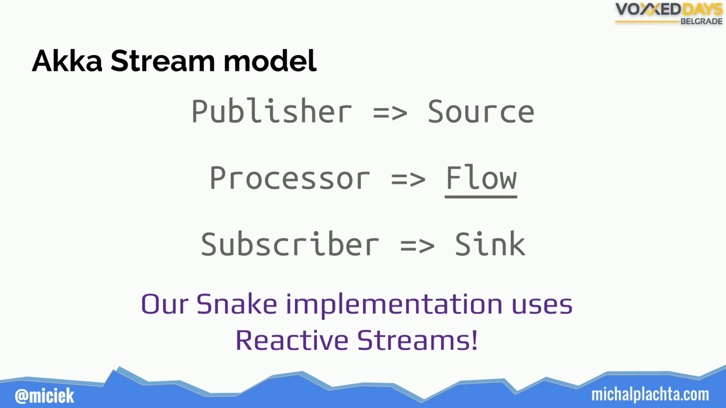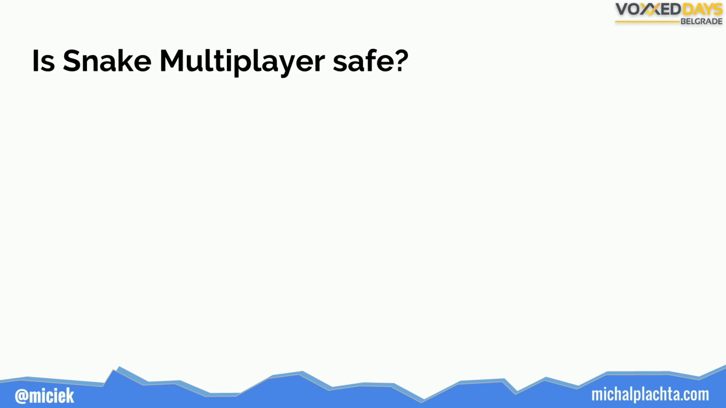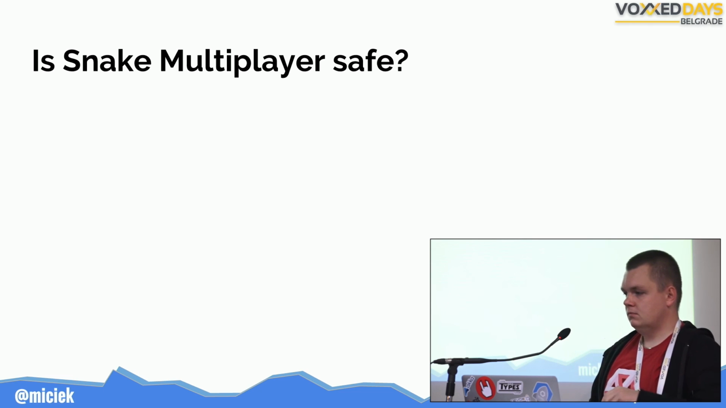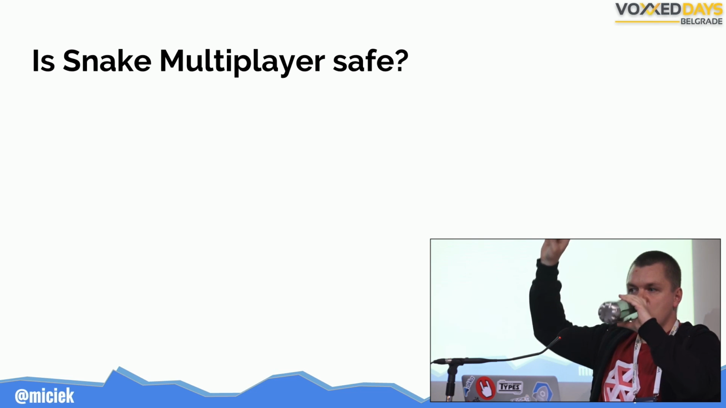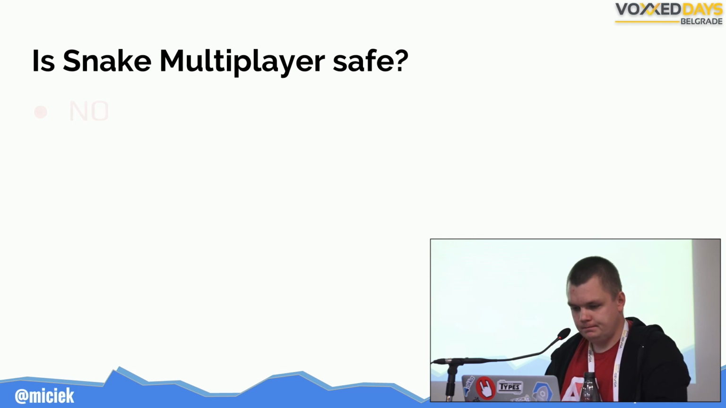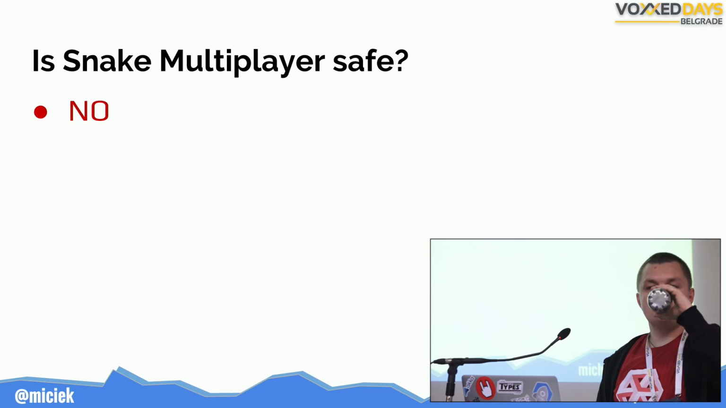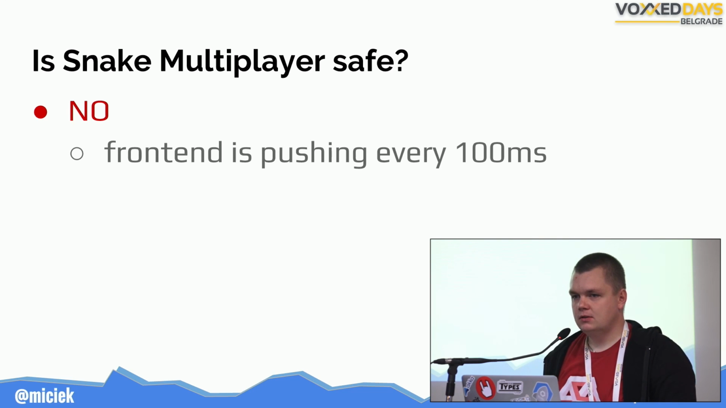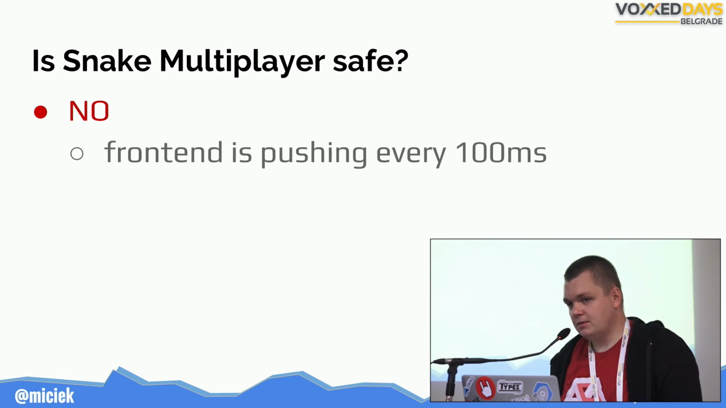Yeah, so our Snake implementation uses the reactive streams API, but we didn't know about it. And having known that, can you answer this question? Is Snake multiplayer safe? Is Snake multiplayer safe in your opinion? No? Why not? Because you can send events. Exactly. So the frontend is pushing every 100 milliseconds, right? You've seen that. We just implemented ticks, and each time the snake position changes, it's pushed down to the server. So the client really doesn't care about the demand from the server. And the server doesn't really send anything back to the client.